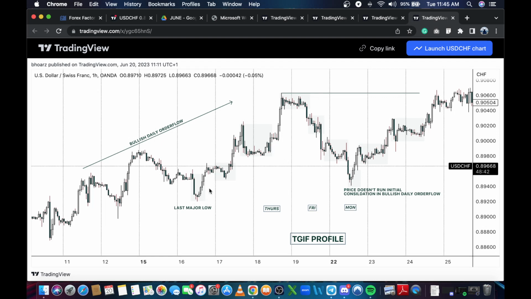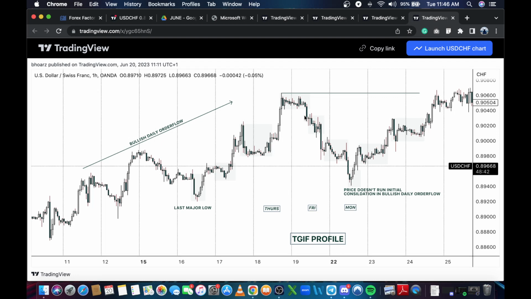So a lot of times, or not a lot of times, the majority of the time, when you have a market maker sell model inside a daily bullish order flow, it is going to be incomplete. And if you're wondering what the market maker sell model looks like, or what a complete market maker sell model looks like, we're going to talk about that in the next video. That's going to be the next topic, the market maker sell model, and you're going to see what a complete market maker sell model looks like.